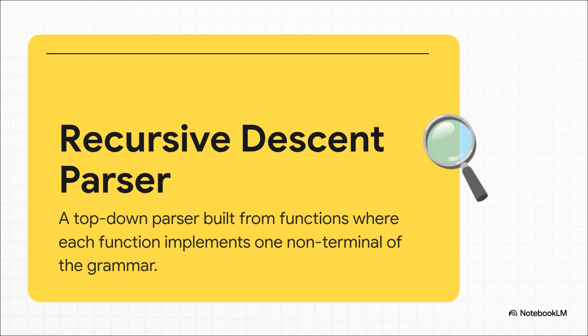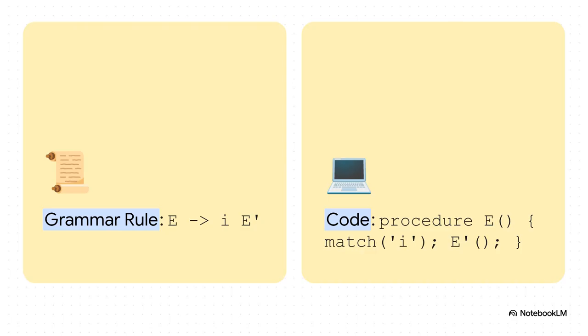Each one of these functions has one job, to recognize one piece of the grammar, one concept like an expression or a statement. And here it is. This is the magic trick. On the left, you've got a grammar rule. It just says an expression, which we're calling E, is made of an identifier, I, followed by another thing, E prime. Now look at the code on the right. It's a function named E. What does it do? First, it looks for an I, and then it calls another function named E prime. See that? The code is a direct mirror of the grammar. This is the whole idea right here.